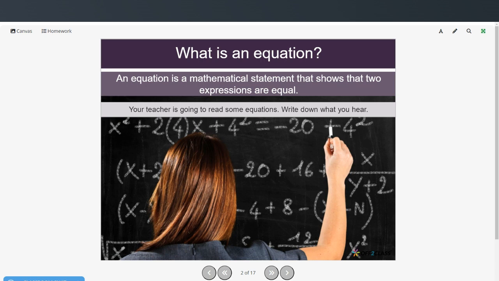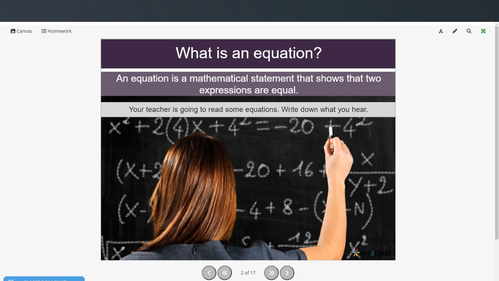The first one is 2x minus 3 equals 6. The next one is x squared plus 2x plus 4 equals 16.